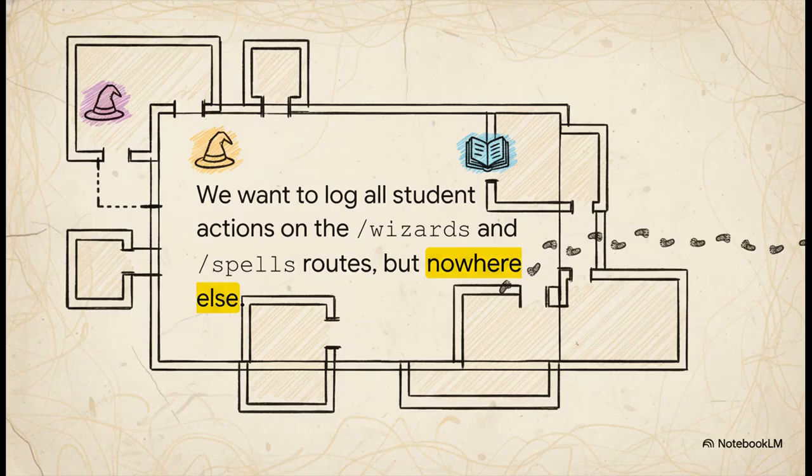This gives you amazing control. So here's our mission. We're building the server-side Marauder's Map. We want to log every time someone tries to access the /wizards or /spells information, but we don't care about any other part of the app. This is the perfect use case for some targeted middleware.